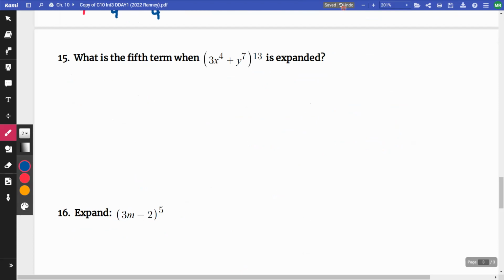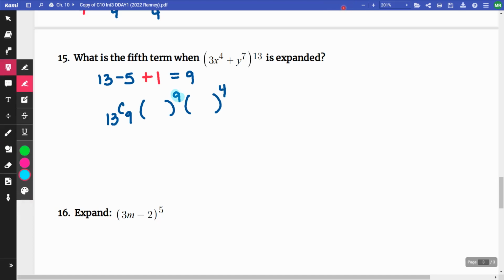Okay, on 15, the fifth term of this, okay? So what I'm going to do is take 13, which is the power this binomial is being raised to, minus the term I want, which is 5. So that is going to give me 8. And then what I always do is subtract them and then add 1. So 8 plus 1, I get 9. So I'm going to be doing 13 choose 9, something to the power 9, something to the power 4, because 9 plus 4 adds up to 13.